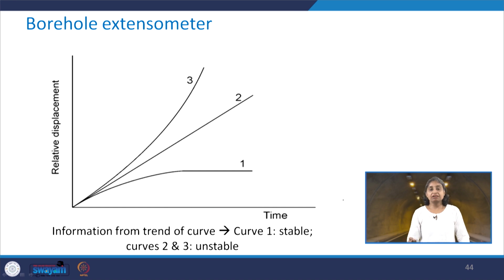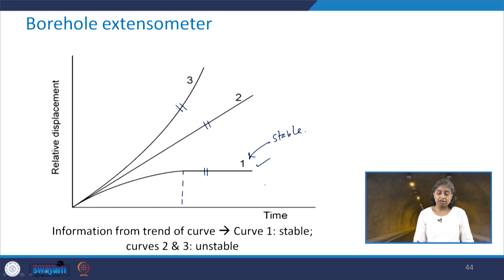As I mentioned, the trend of the relative displacement versus time curve gives us an idea whether the situation is stable or unstable. So take a look at curve 1. Here you see that after some time the relative displacement is almost the same, there is no change in that. So this is giving me a stable condition. However, for curves 2 and 3, in case of 2 it is still increasing, so an unstable situation. Similar is the case here for curve 3. So both of these are unstable situations.